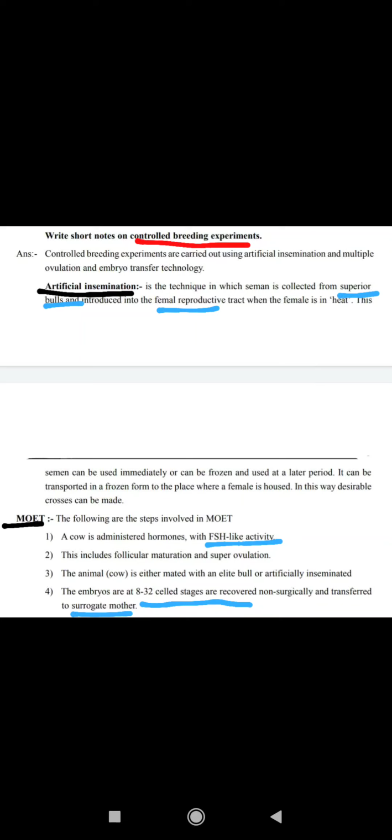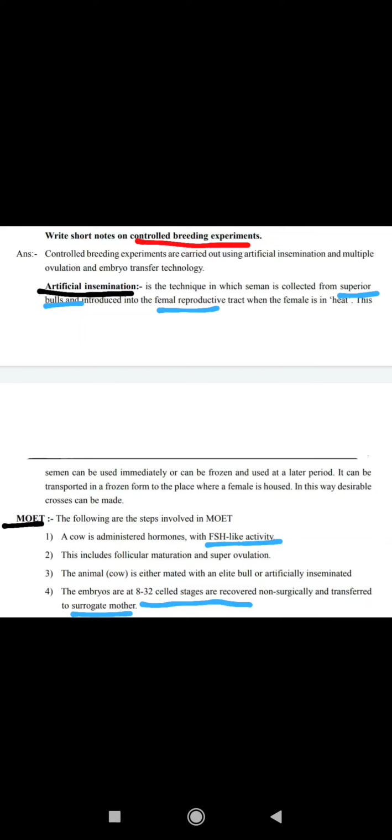So the cow is either mated with an elite bull or artificial insemination is done. In the above method we have studied what artificial insemination is. So the cow is mated with a bull, or it can be mated artificially by insemination. The embryos are transferred after fertilization. The embryos will be growing. When the embryo is at the 8 to 32 cell stage, they are recovered non-surgically and transferred into a surrogate mother.